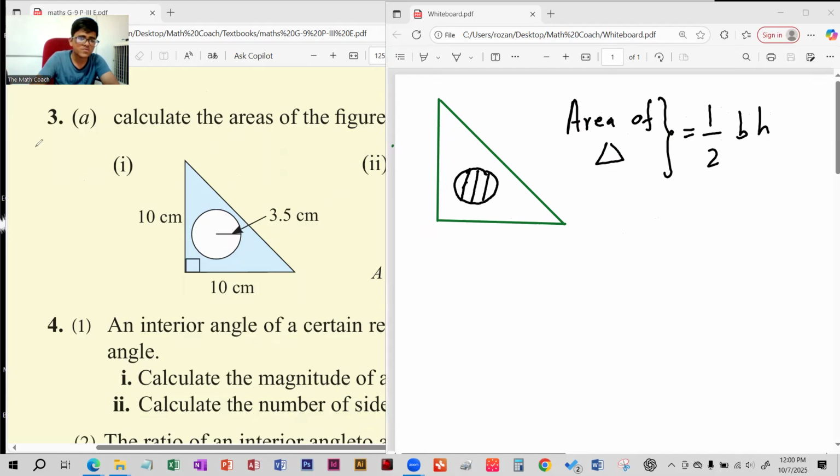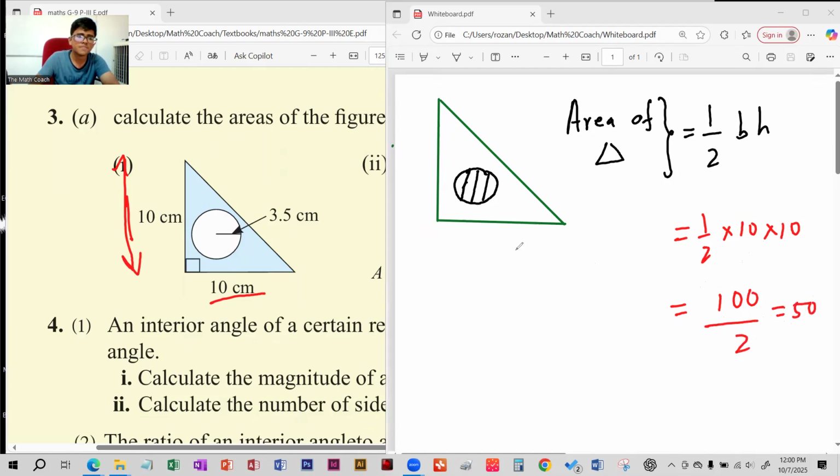Now what do we actually choose here? The B is for base. The base is 10 centimeters and the height is 10 centimeters too. So we write half into 10 into 10. What's the answer? We have 100 over 2, 50. But what are the units going to be?